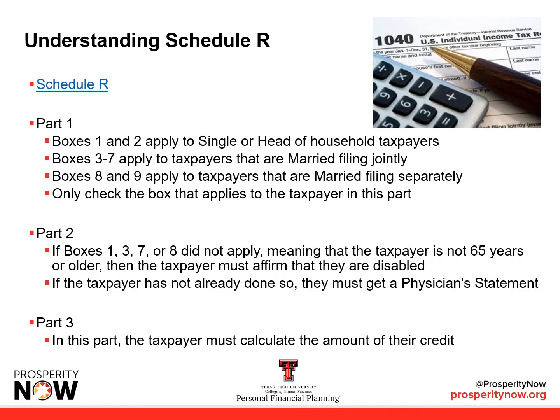Part 1 of Schedule R, boxes 1 and 2 apply to single or head of household taxpayers. Box 3 through 7 apply to taxpayers that are married filing jointly. Boxes 8 and 9 apply to taxpayers that are married filing separately. Only check the box that applies to the taxpayer in this part. If boxes 1, 3, 7, or 8 did not apply, meaning that the taxpayer is not 65 years or older, then the taxpayer must affirm that they are disabled. If the taxpayer has not already done so, they must get a physician's statement. And finally, part 3, the taxpayer must calculate the amount of their credit.